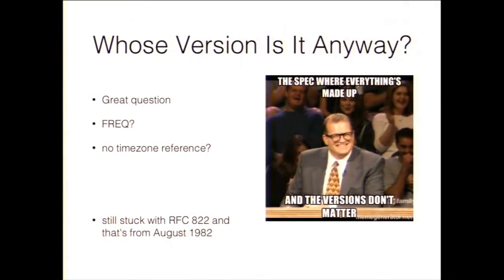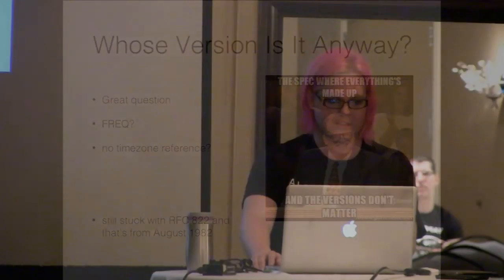So whose version is it anyway? As far as like, which version 2 is this? It's a great question. The frequency in version 2.2 can be in any place. There's issues with, you can have recurrence rules in UTC time, like without a time zone component. That was required in the original spec. But we're still stuck with RFC 822 for email, and that's from August 82.